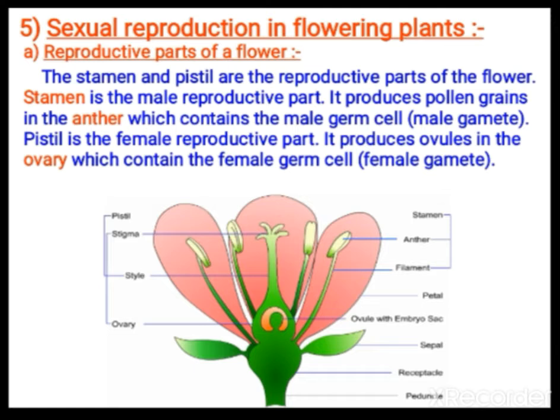When you see the pistil, it has ovary, style, and stigma. Together you call that the pistil. Ovary, this portion, then style, then stigma. Stamen consists of anther and filament. Anther and filament together you call the stamen.